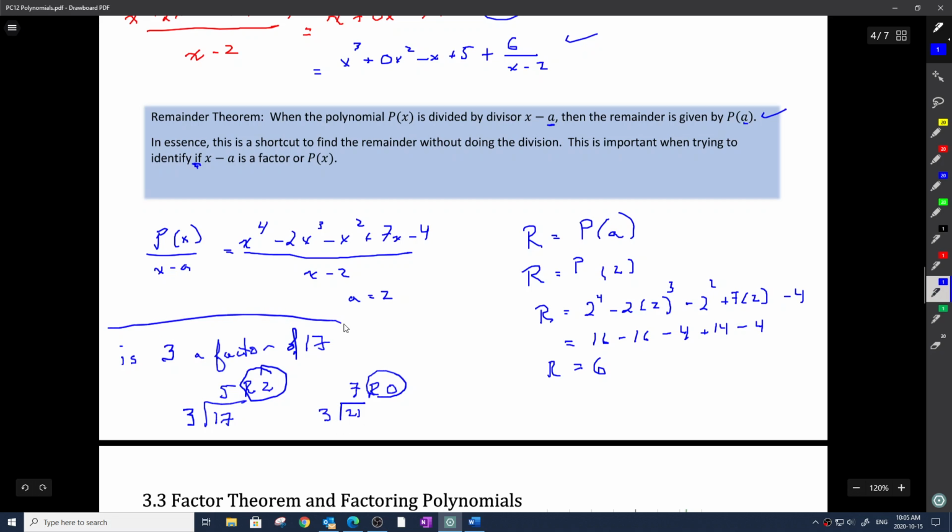Using the same logic, we'll approach this next lesson, is x minus 2 a factor of that polynomial? The answer is no, because the remainder's not 0.